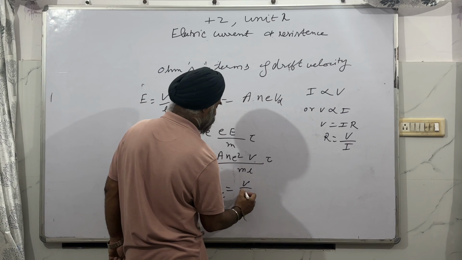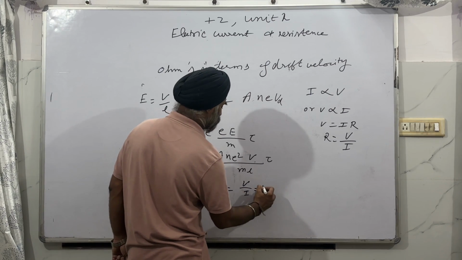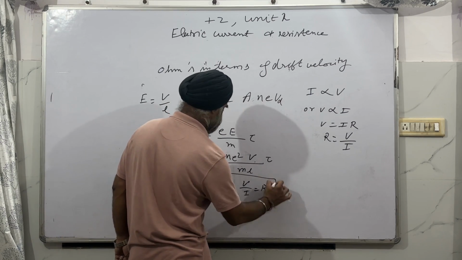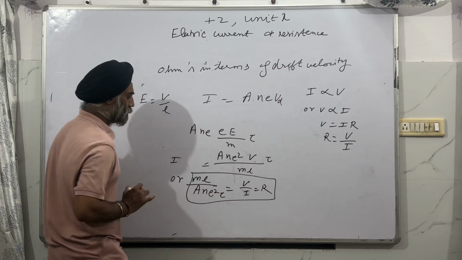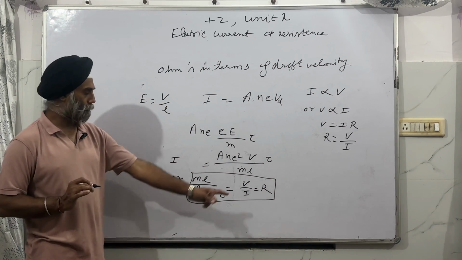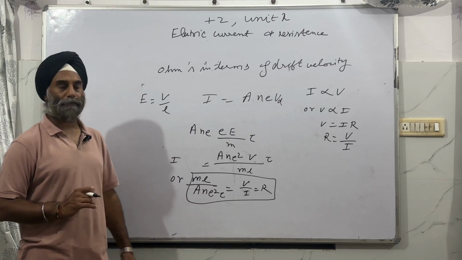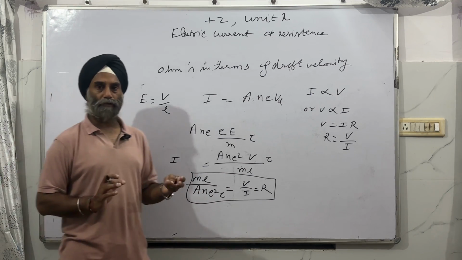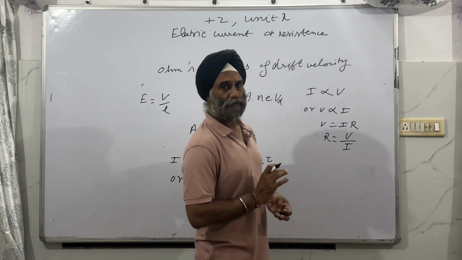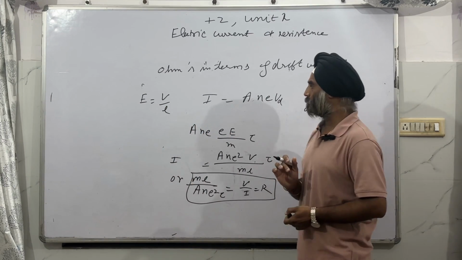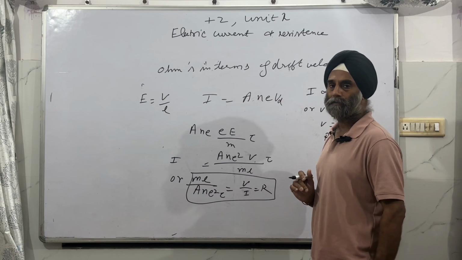V by I is equal to R. This is the resistance in terms of drift velocity, where tau is the relaxation time. As we increase the temperature of the conductor, how does resistance depend on temperature?